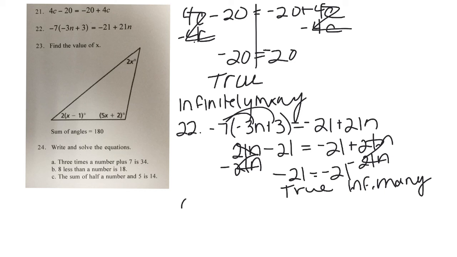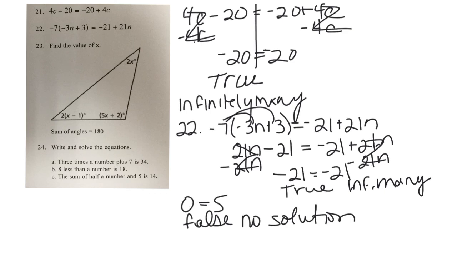If we got a false statement, say it said 0 equals 5, this is false, and that means there is no solution. Okay, so a true statement when all the variables drop out means it's infinitely many. A false statement means no solution, and there's one solution if you get a solution.